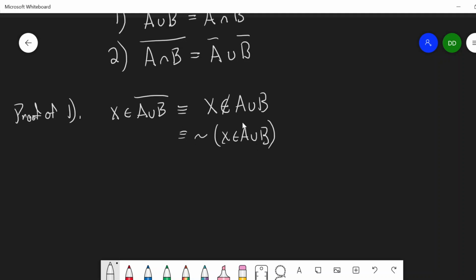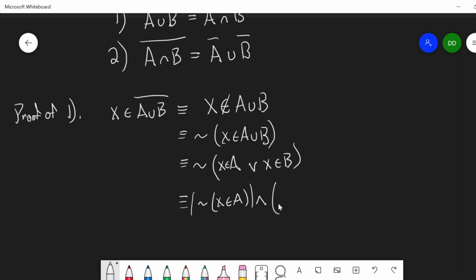And now I'm going to break down A union B. So we know that this is equivalent to, so I still carry the not, x is in A or x is in B. So that was the definition of union. Now I can use De Morgan's laws of logic to bring this negation through. And remember how that works, I negate each part of it and flip the or to an and. So this is not x is in A, and not x is in B.